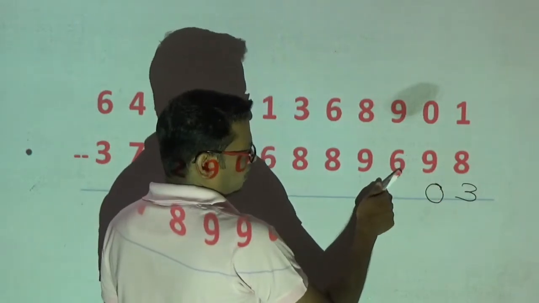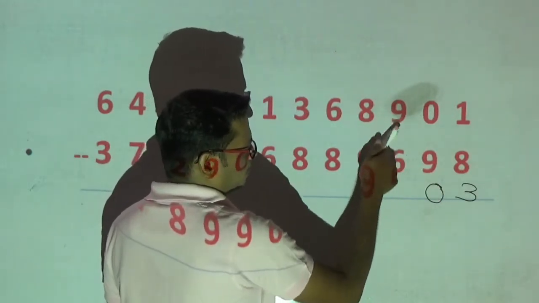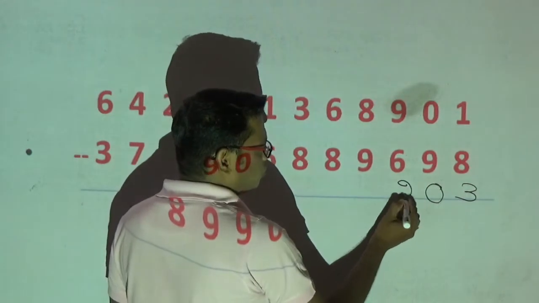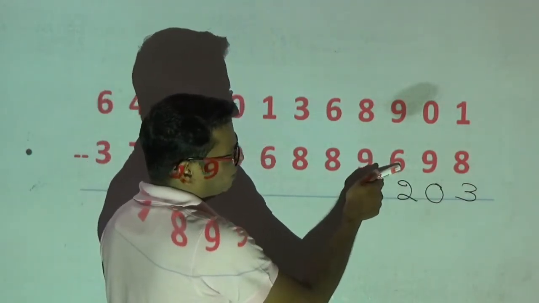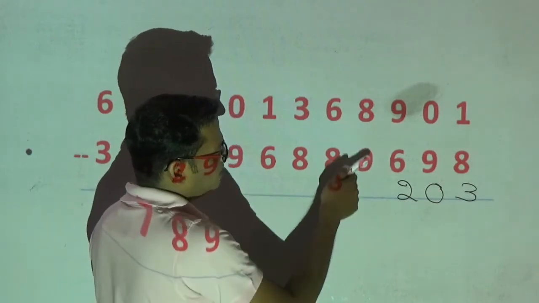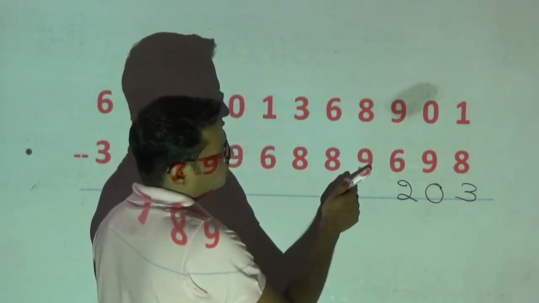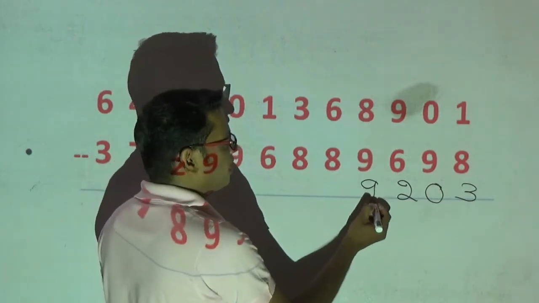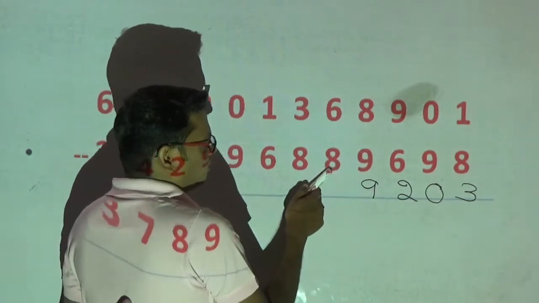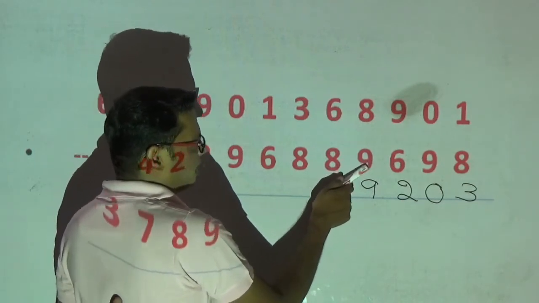This is what now? 7. 9 minus 7 possible, right? 9 minus 7 is what? 2. Okay. Now, this is what now? This is 9 only because I have not subtracted this from 10. Now, 8 minus 9 possible? No way. So, subtract it from 10. 10 minus 9 is what? 1. 1 plus 8 is 9. Now, I will increase this by 1 because I have subtracted the previous number from what? 10. This is 9 now.